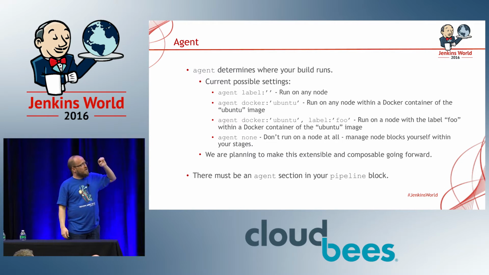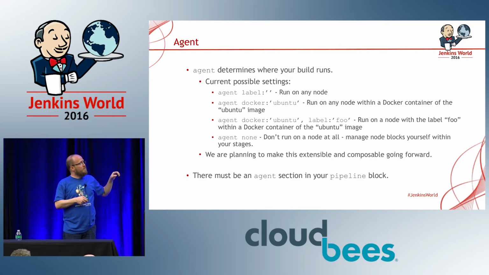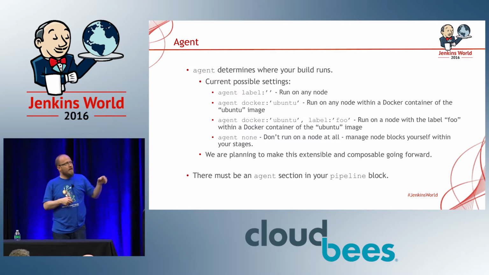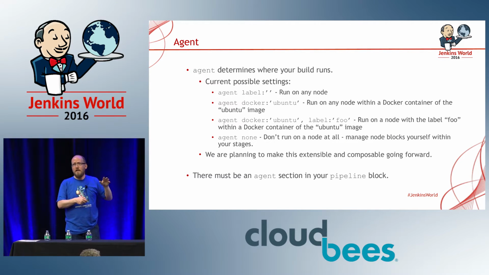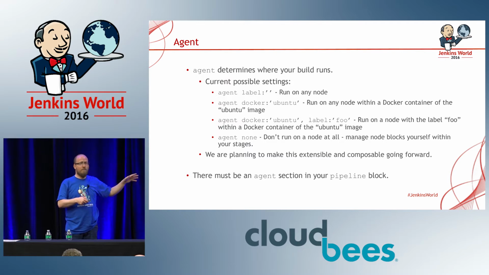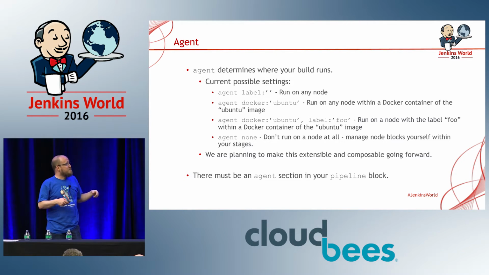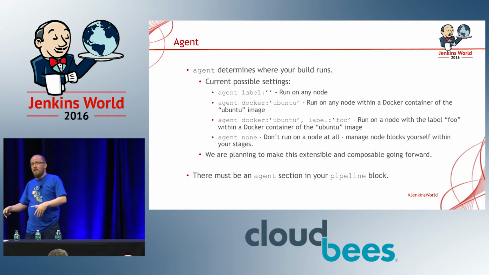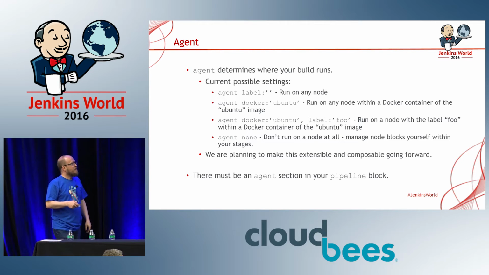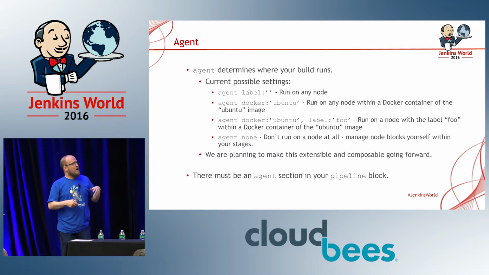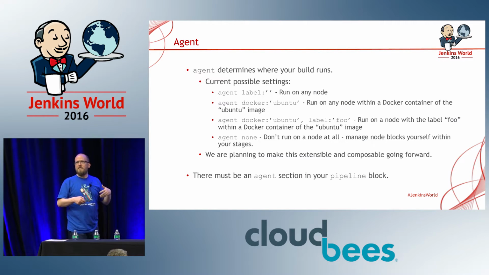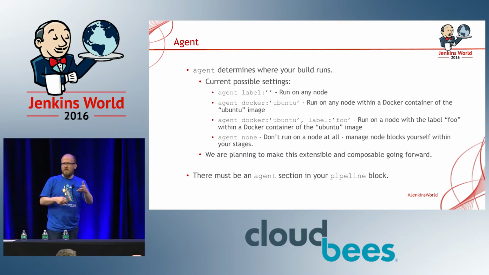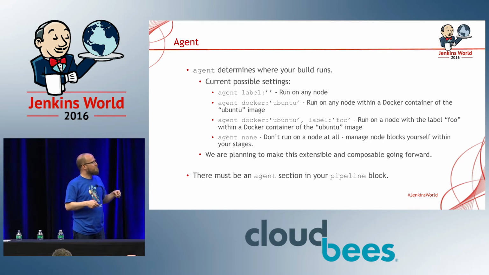But you can specify a label, or an empty label to say run anywhere. You can specify a Docker image, in which case it will run on any node, spin up a Docker container from that image, and run the build within that. You can specify both a Docker image and a label to say run on a node of that label type in that image, or you can specify agent none, in which case the declarative pipeline logic doesn't manage your node. Instead, you actually have to run an explicit node block like you do in standard pipeline script.